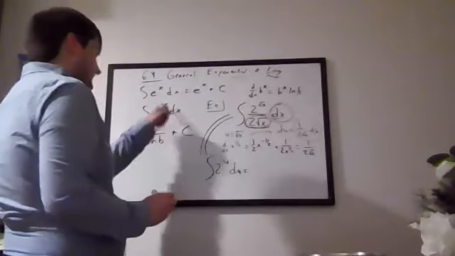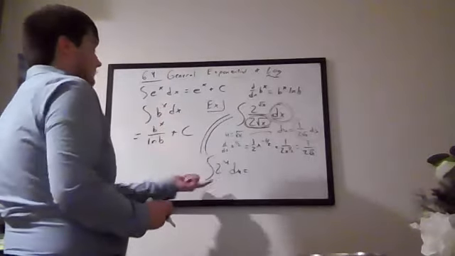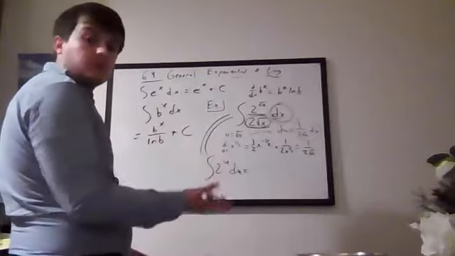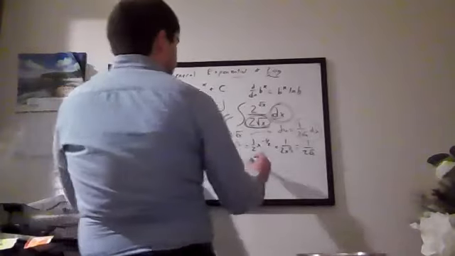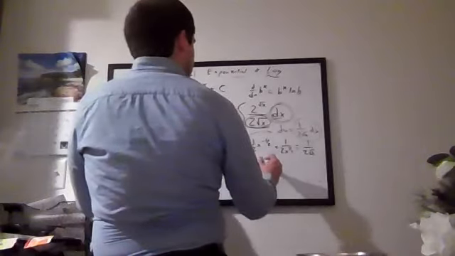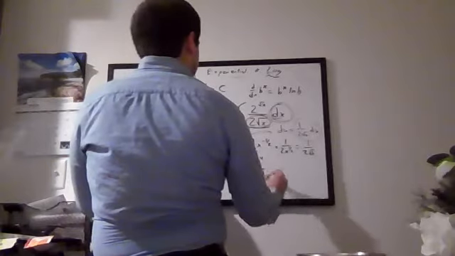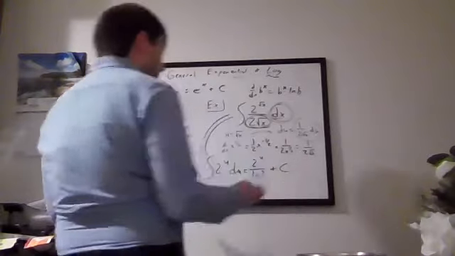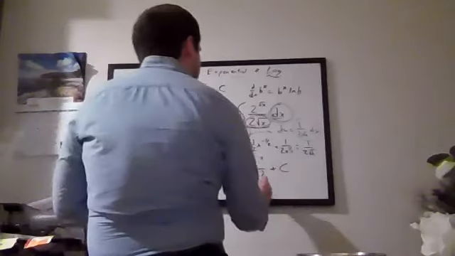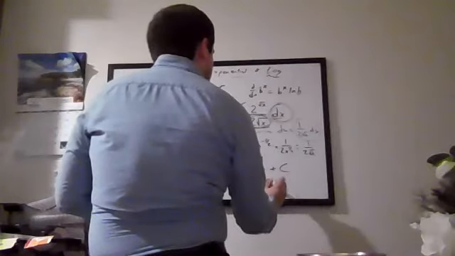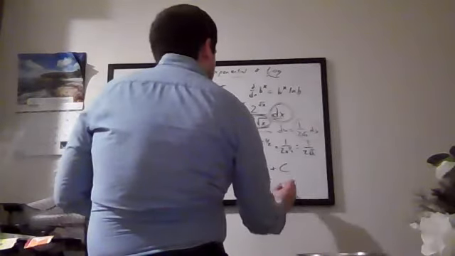We just learned that the integral of b to the x dx, or in this case 2 to the u du, still works the same way, and is going to be 2 to the u over the natural log of 2 plus c. But u is the square root of x, so we get 2 to the square root of x over the natural log of 2.